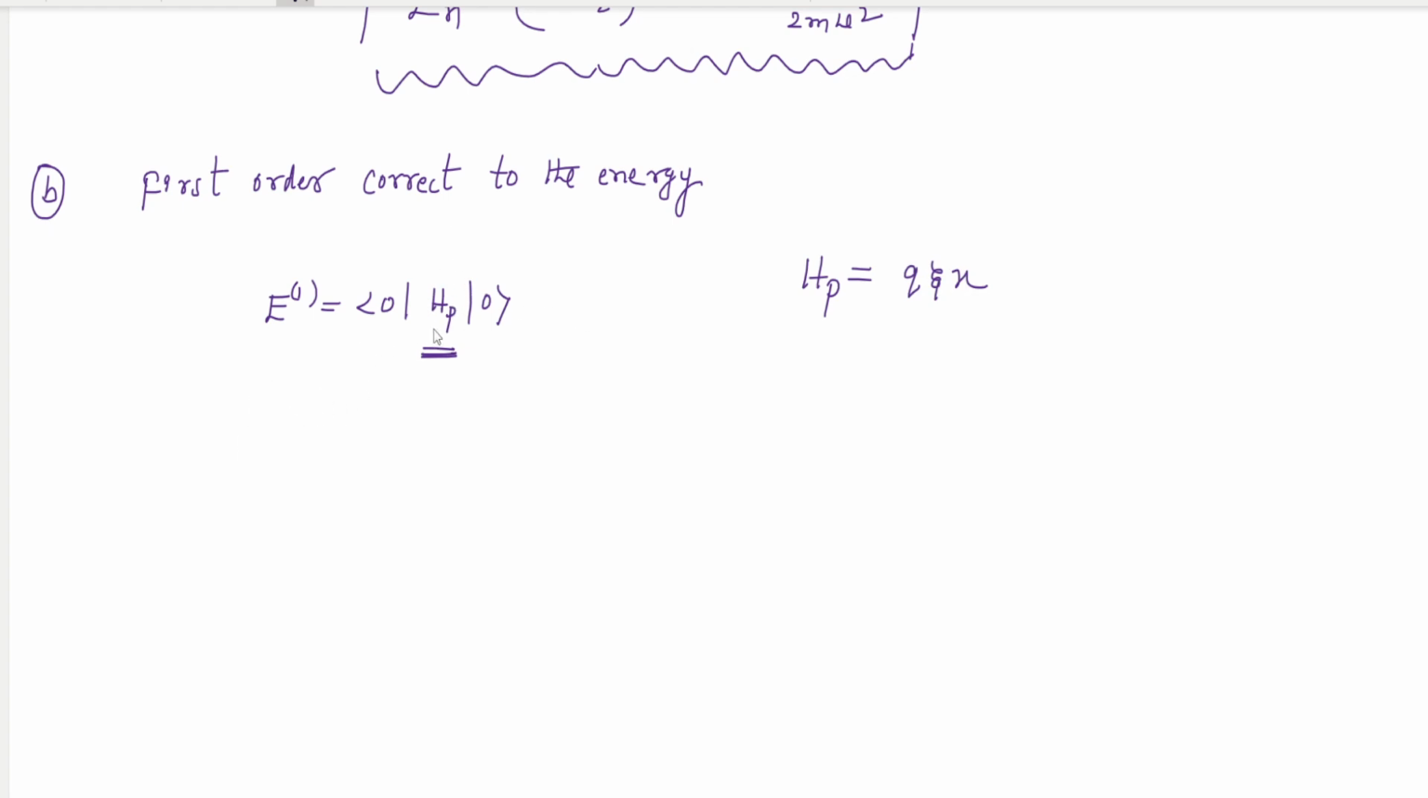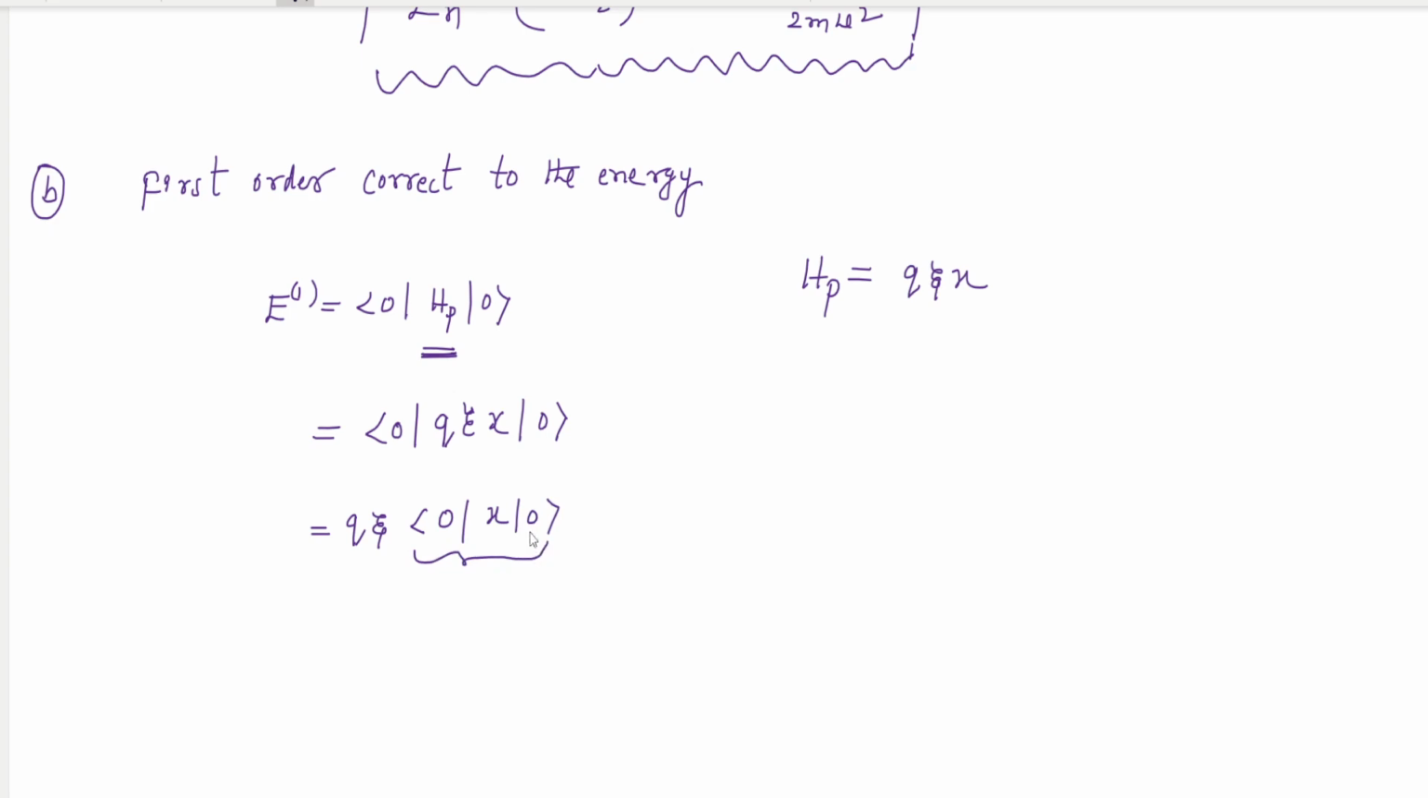So try to substitute the perturbation value here. After substituting the perturbation value q electric field, it is better to write it like this: electric field into x, ground state energy. The charge and electric field e I am going to write outside, as it will not affect the position of the system. So therefore I got this.